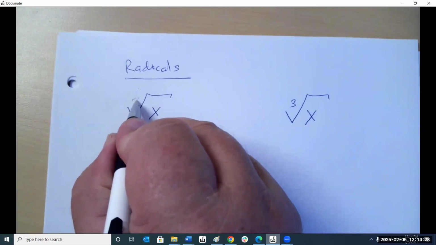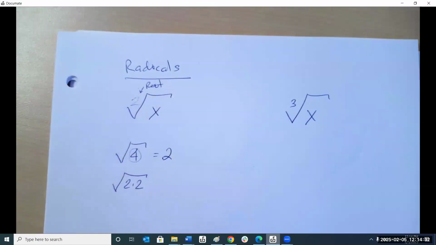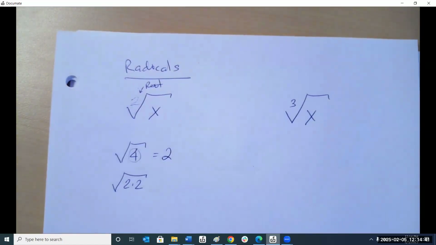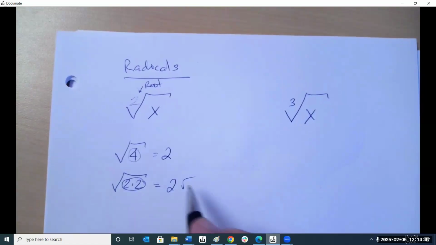This invisible 2 right here, the root, tells us how many of a kind I need to take it out. I need 2 of a kind to remove it outside the radical. So since I have 2 2's, I can take them out of the radical and there's nothing left. So I don't need that anymore.